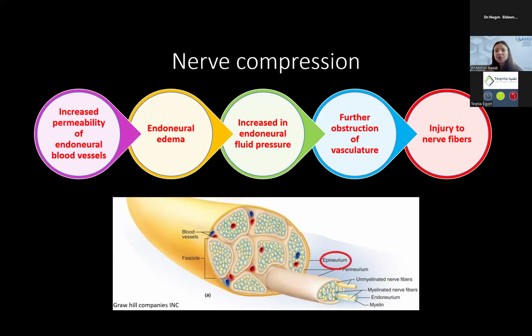So it's the change in permeability of the interneural vessels. There are small, tiny vessels within the nerve, and those vessels can cause this engorgement or congestion within the nerve, and that is what appears as a hypoechoic swollen nerve. So this is the explanation for why we see that swollen hypoechoic nerve.